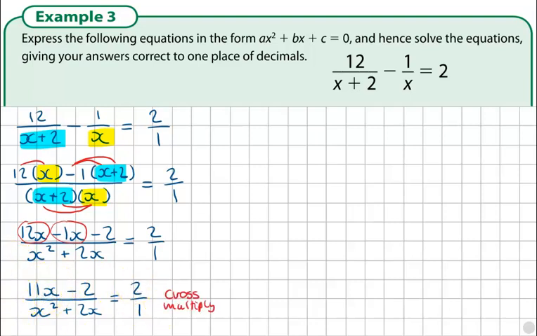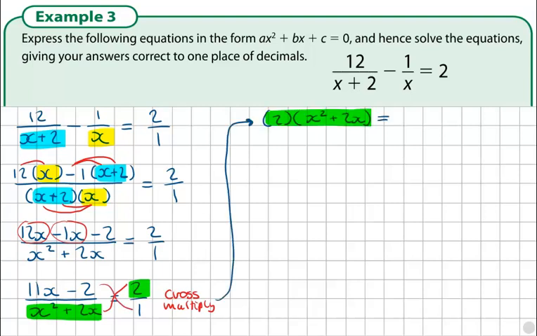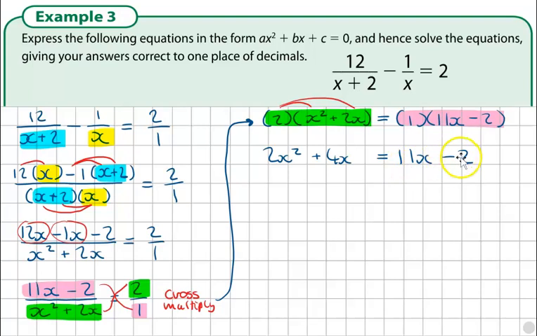Now I'm going to cross multiply. So I have x squared plus 2x times 2. So I have it over here with brackets around it. And do not forget your equals. And then it's going to be 11x minus 2 times 1. Again with brackets. So then we multiply out our brackets. 2 by x squared is 2x squared. 2 by 2x is plus 4x. And then we bring down the 11x minus 2 because we're multiplying by 1, and anything multiplied by 1 is just itself.